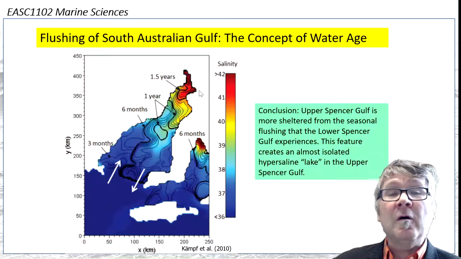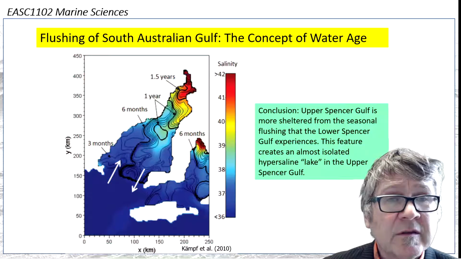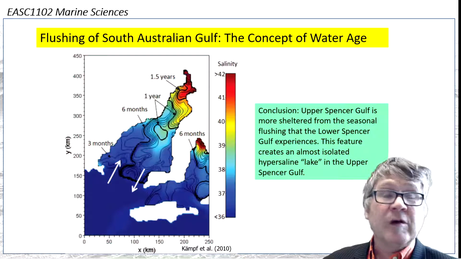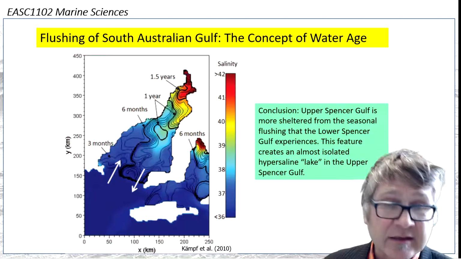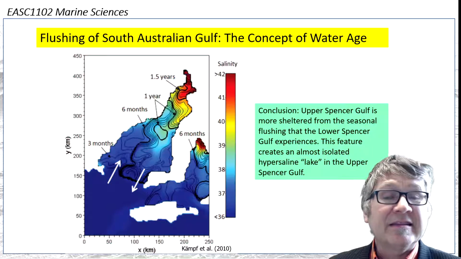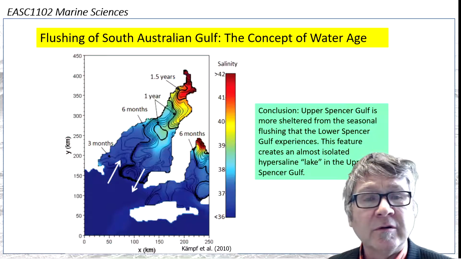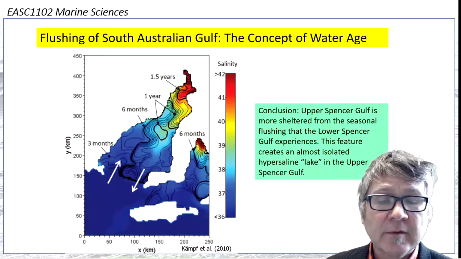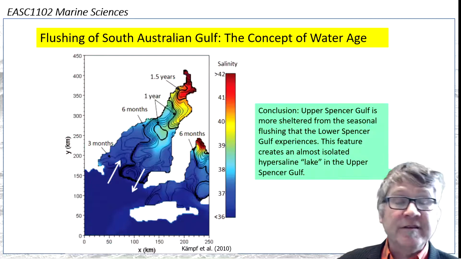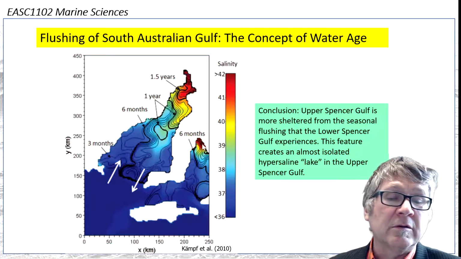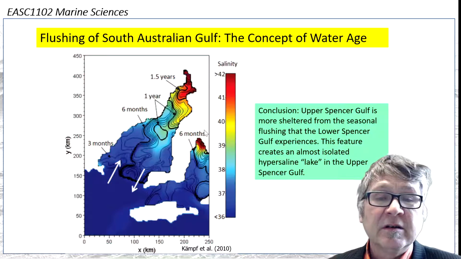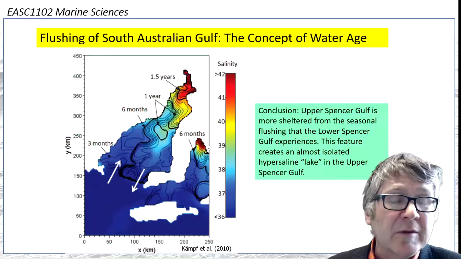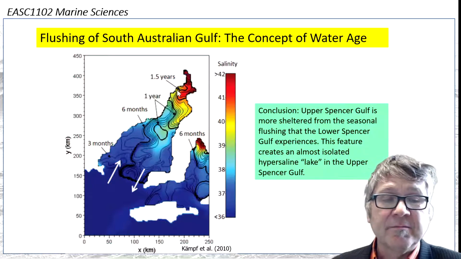Okay, and because the flushing involves the import of lower salinity water, it's obvious that the upper reaches have a higher salinity. So the salinity is actually directly related to the age of water. Okay, water of a higher salinity is older. Okay, and in Gulf St. Vincent, you don't reach that old water in the upper reaches. Okay, but still you have something which is older than 6 months. Okay, it's similar, but it's not as pronounced as in Spencer Gulf.